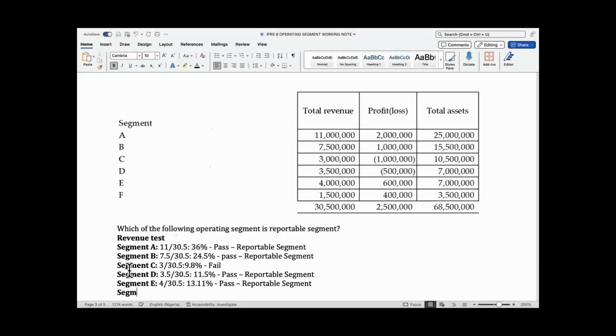F. This will be 1.5 divided by 30.5. So 1.5 divided by 30.5. That gives us 4.9%, fail.